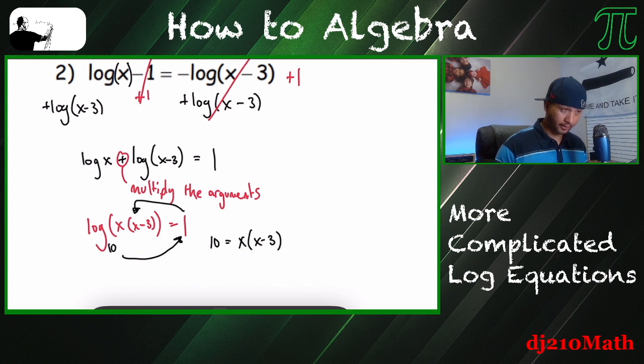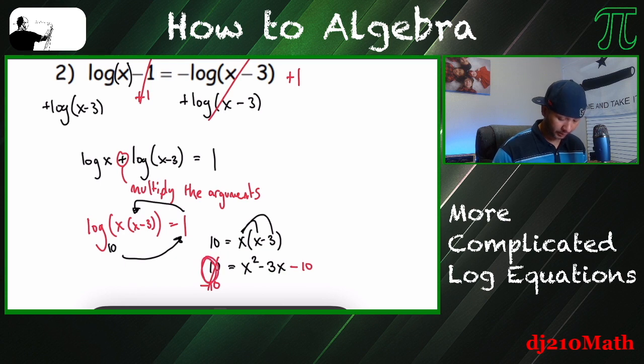Okay, this is looking nice. We're going to distribute. And then I'm going to subtract 10 from both sides. So on the left, we're going to get 0. And now we have a quadratic on the right.